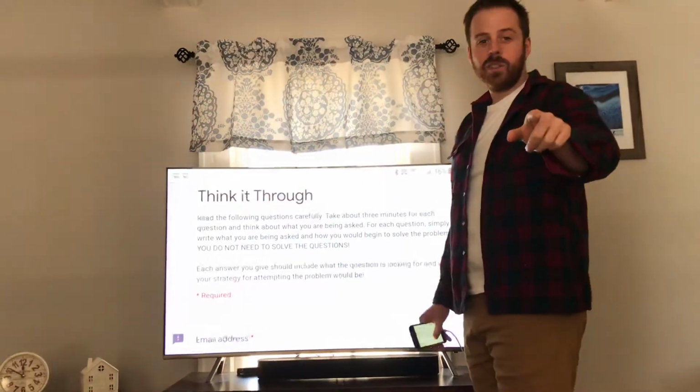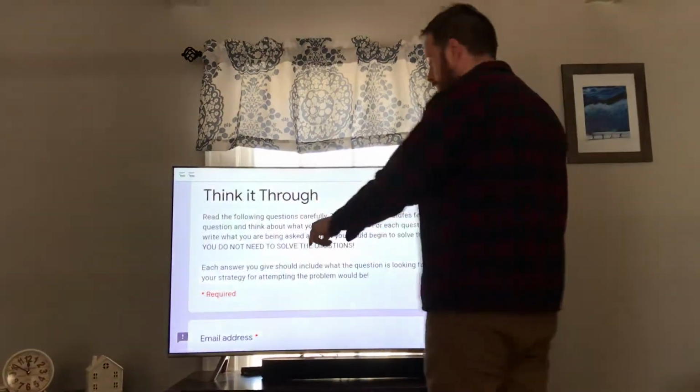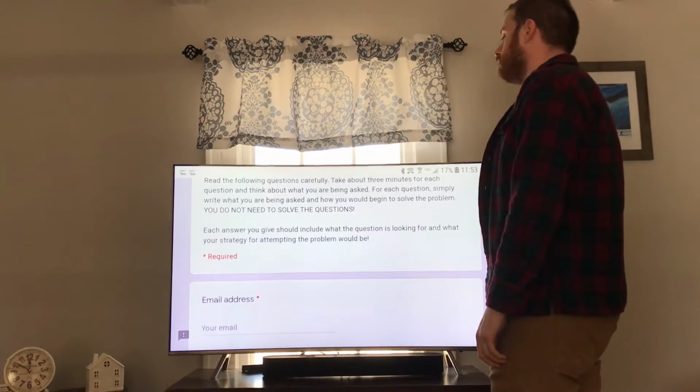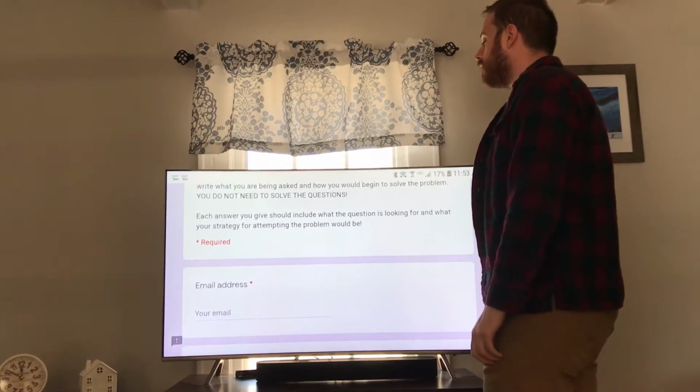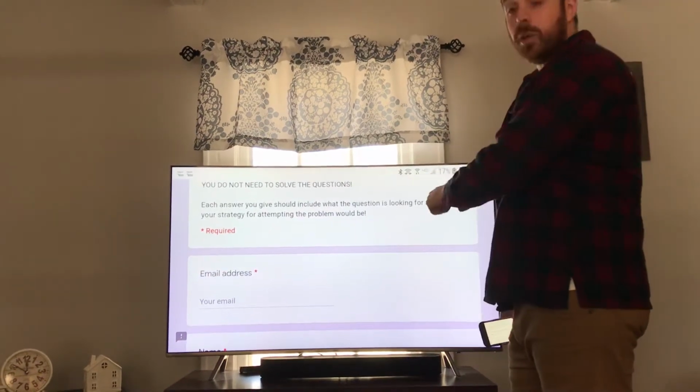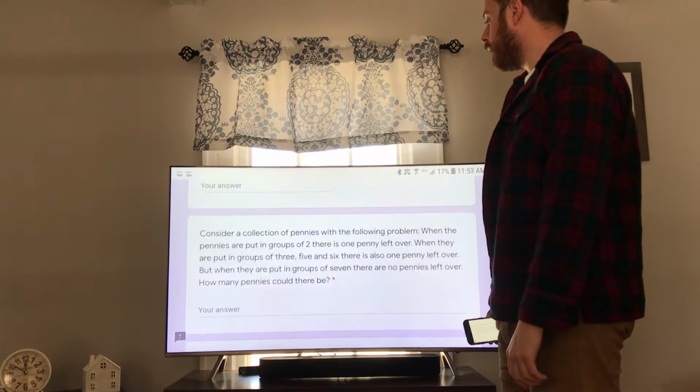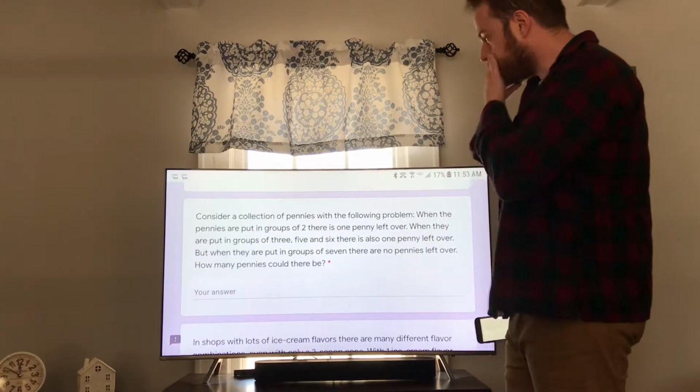Do we need to solve the questions? We do not need to solve the questions. So each answer you give should include what the question is looking for and what your strategy for attempting the problem would be. Do we need to solve the questions? We don't need to solve these questions. So let me go over the first two problems here.